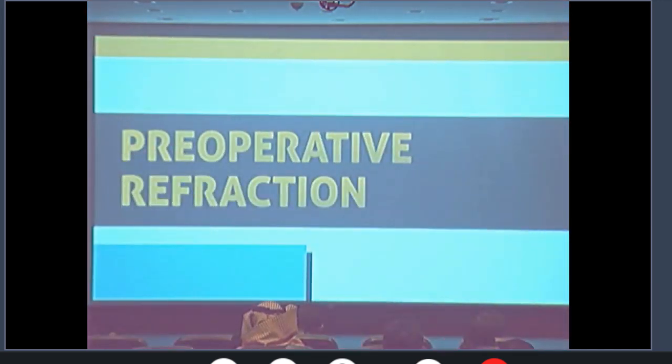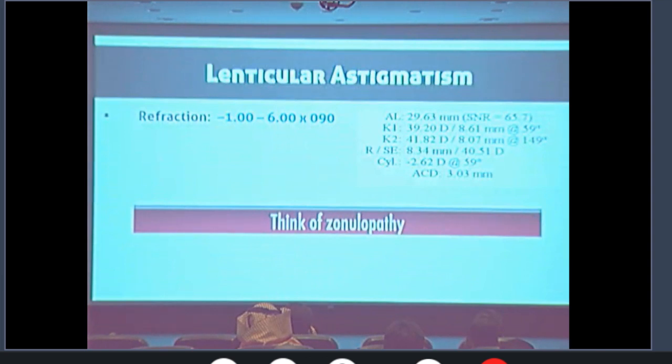Preoperative refraction. For me, I will not book any patient for cataract surgery unless I refract them, if we can refract them. Why? Because if this patient has a refraction of minus 1, minus 6, and the K readings from the cornea show a cylinder of 2.6, but the refraction is minus 6, there is something wrong with the lens. So there is lenticular astigmatism. Maybe there is zonulopathy. Clear?